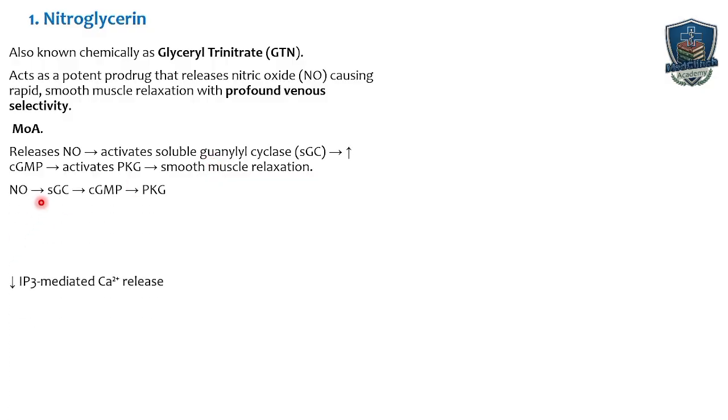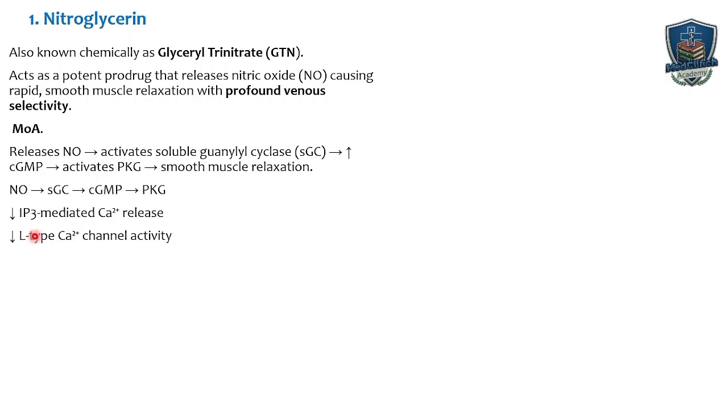I've explained this one. I don't know why I should repeat. So nitric oxide leads to sGC activation, which leads to cGMP formation, which activates PKG. PKG number one will decrease calcium release from the sarcoplasmic reticulum. It will also decrease the calcium entry through L-type calcium channel activity. It will also improve the activity of the myosin light chain phosphatase, which leads to dephosphorylation of the myosin, and that will lead to vasodilation.